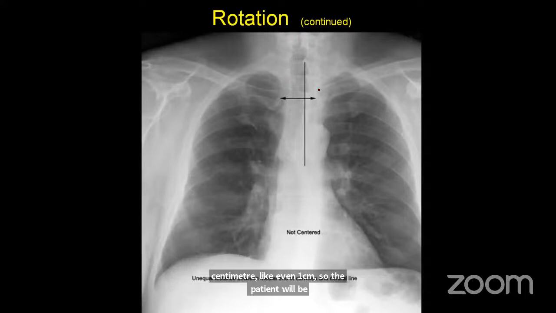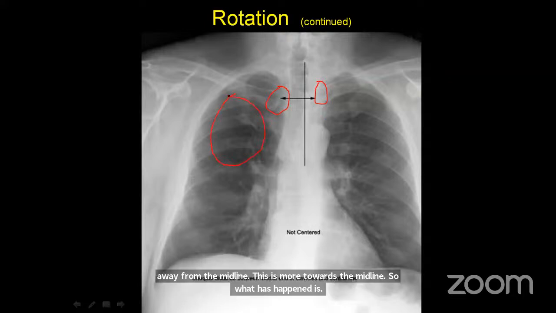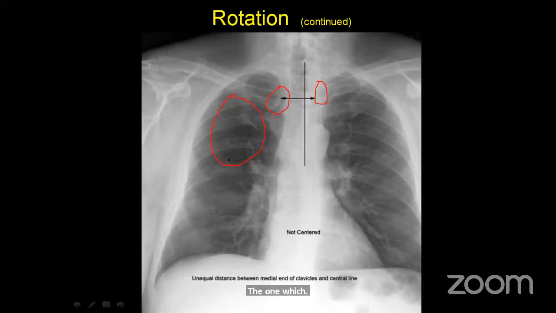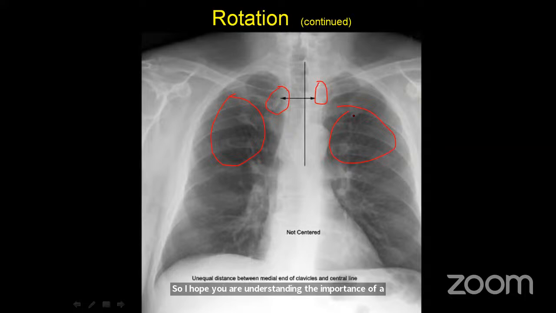And what happens is that, as you can see, the clavicle is now over the spinal projections, and this end of the clavicle is away from the midline. This is more towards the midline. So the part which is away from the plate will look more black because now you have more air in between the plate and the chest, and this part will look more like ground glass or grayish. So I hope you are understanding the importance of rotation. In our practical experience also, we are seeing that some patients are being misreported as having increased vascularity or increased reticulation if the patient's chest X-ray is rotated.